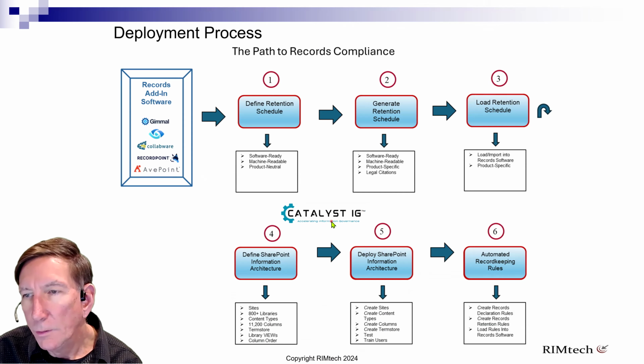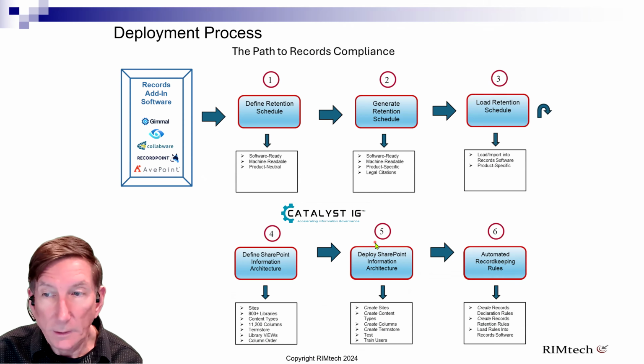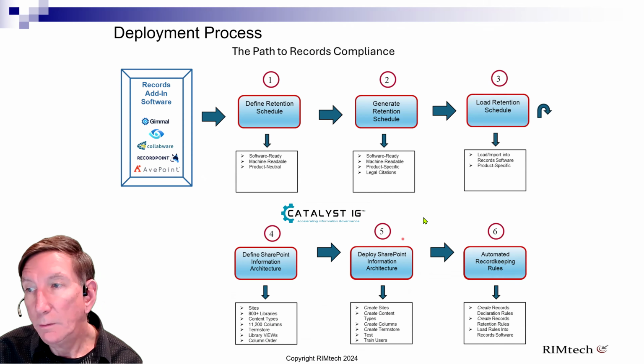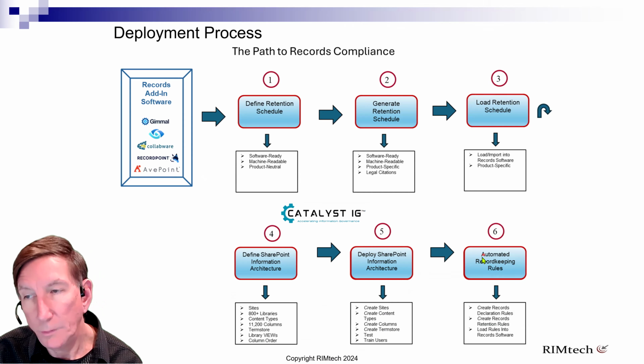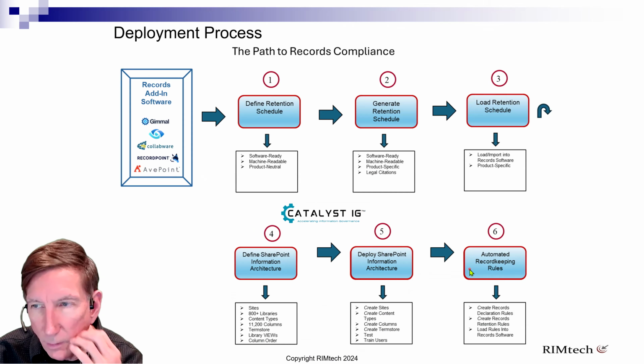Now, the good news is that we created a toolkit called Catalyst Information Governance Toolkit, and it will take the spreadsheet from number 4, and it will deploy the entire SharePoint information architecture in less than a day. Okay? In the future, meaning next year, it will even generate the automated 2,400 rules, but that's a future release. Right now, we're creating those manually in a spreadsheet and loading them into the software.